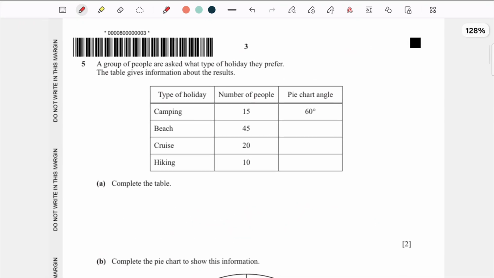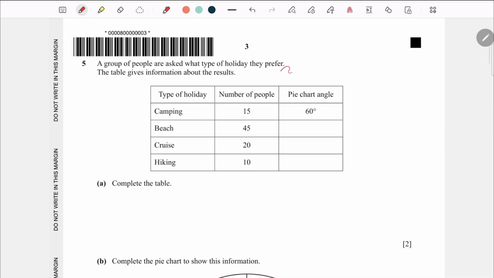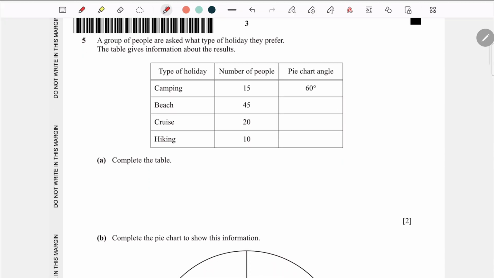Question number 5. A group of people are asked what type of holiday they prefer. The table gives information about the results. Now we're given type of holiday, then number of people, and the pie chart angle. Three of the blanks are empty. In part A, complete the table.